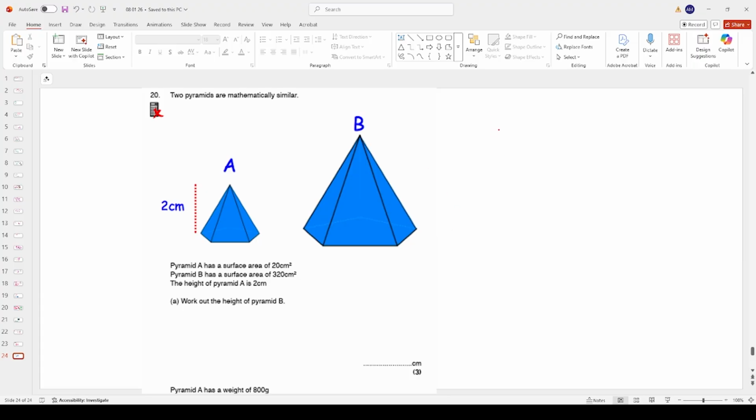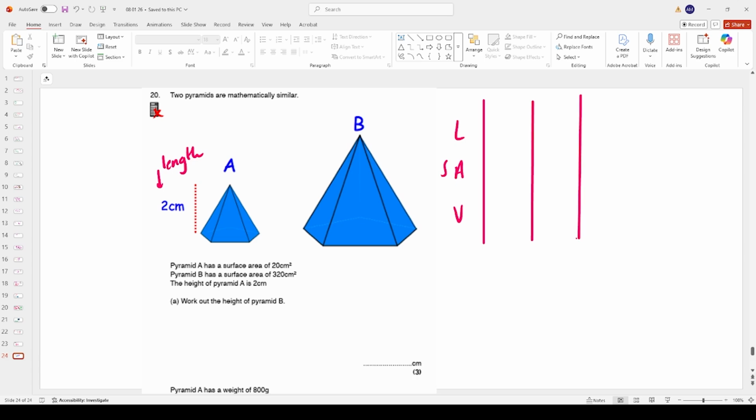So if we look here, can you see they're asking us for a length? So we can do our LAV table: length, area or surface area, volume. And then we've got shape A, shape B. Let me know if you're working on this one, guys. So I'm just going to fill in the information. So pyramid A is 20.